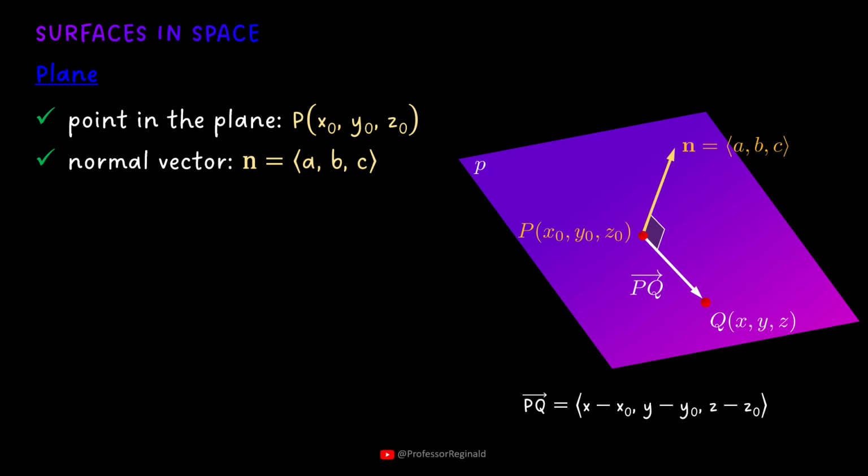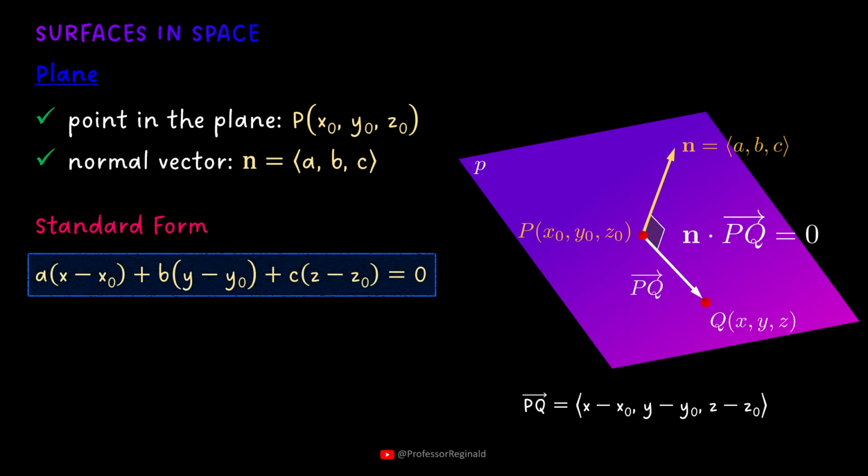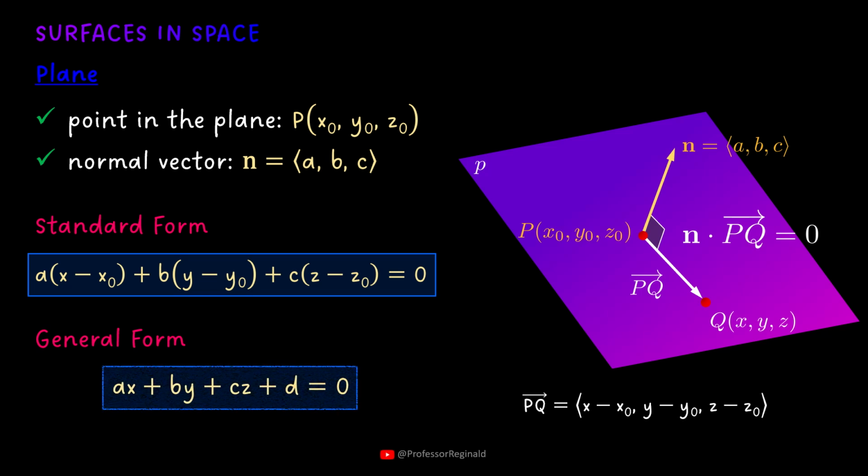The dot product of two orthogonal vectors is equal to 0, so the dot product of the normal vector and the vector on the plane is equal to 0. Thus, the standard form of the equation of the plane is given by the following equation. Meanwhile, the general form of the equation of a plane is this equation that is at most linear in each variable. The standard form can be written in general form by distributing the coefficients and combining like terms.